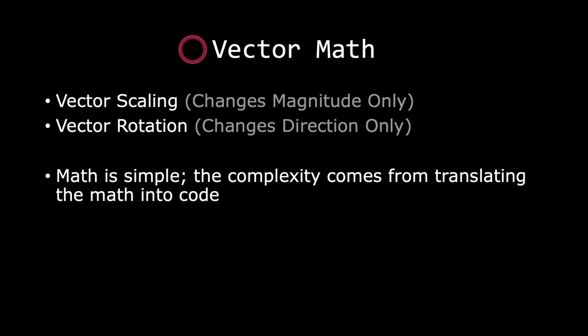In this case, the only two vector math concepts we really need to understand are vector scaling and vector rotation. Vector scaling changes our magnitude only and does not change direction, and vector rotation changes direction without changing our magnitude. In a sense, the math is quite simple. You may need just a little bit of knowledge when it comes to trigonometry. However, you can get away with copy and pasting whatever you find through online searching. The real complexity comes from translating the math into code to fit the needs of our game. So let's just go over the math.